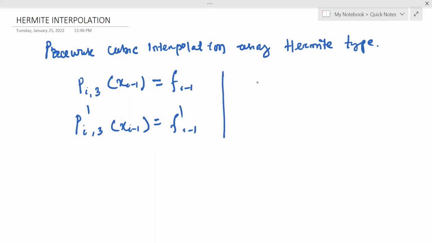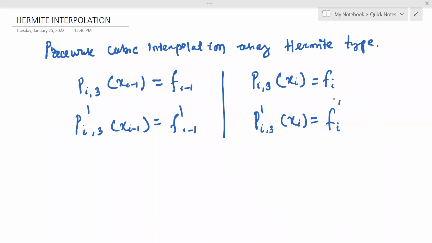In another one, p_i3 of x_i is equal to f_i, and p_i3 dash of x_i is equal to f_i dash. This is the piecewise cubic interpolation polynomial using Hermite type.